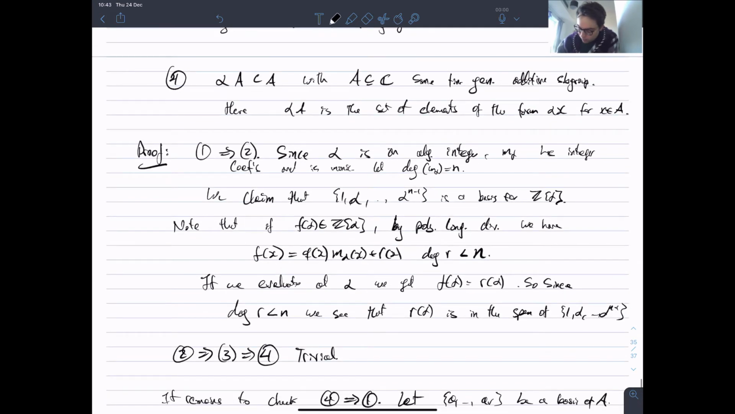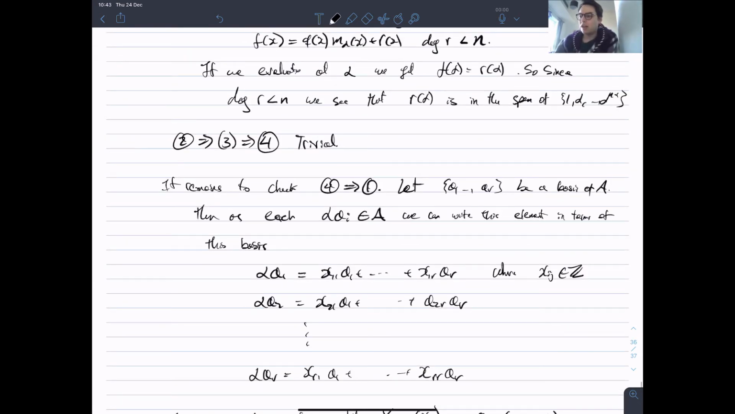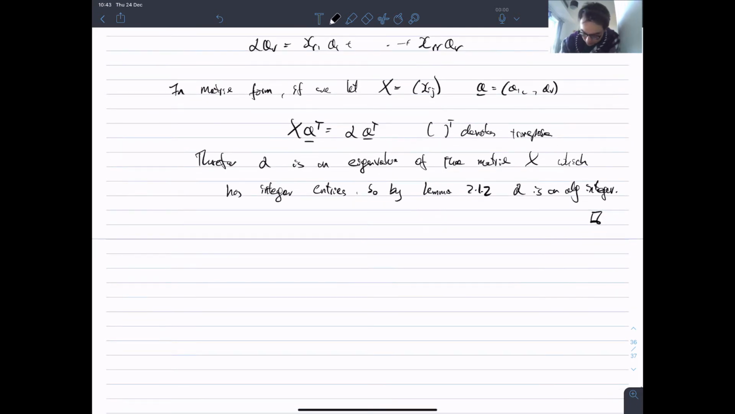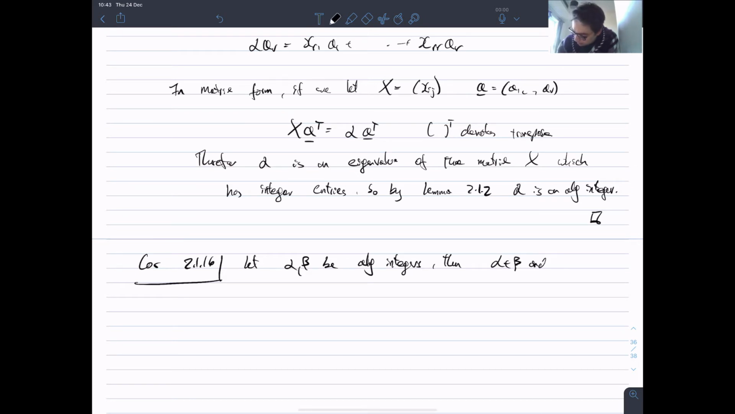So, okay, let's see how to. Here's the corollary that we want. 2.1.16. If I let alpha and beta be algebraic integers, then alpha plus beta and alpha beta are also algebraic integers.